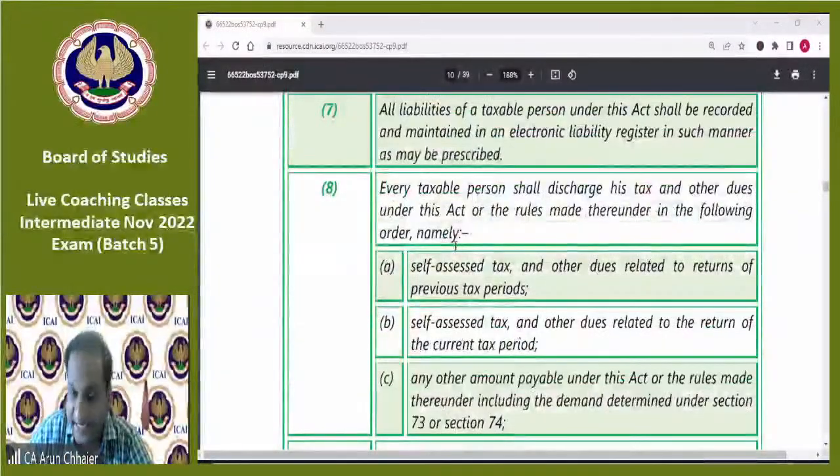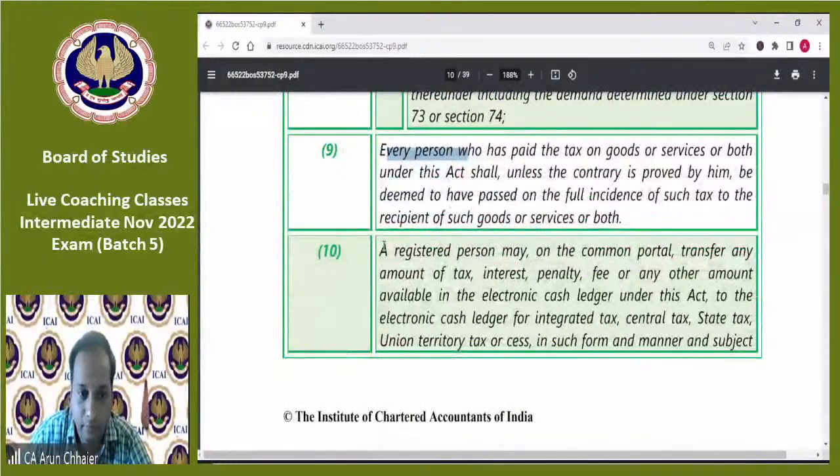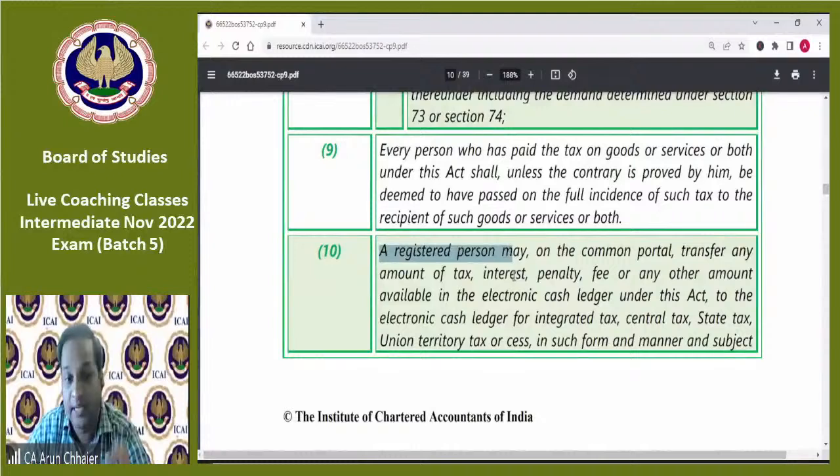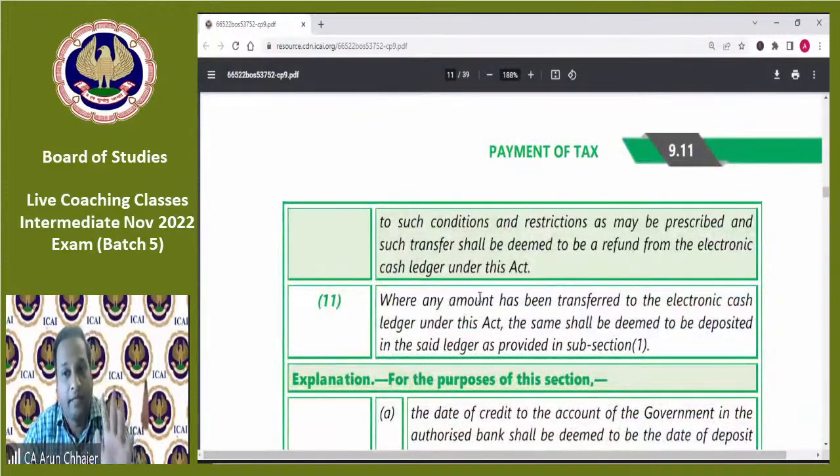Now, that sequence we have discussed, how every person has to pay. A registered person may, on the common portal, transfer any amount of tax, interest, penalty, fees, or any other amount available in the cash ledger under this Act to the cash ledger for CGST, IGST, SGST, UTGST in such form and such manner as may be prescribed. This part we will discuss practically.